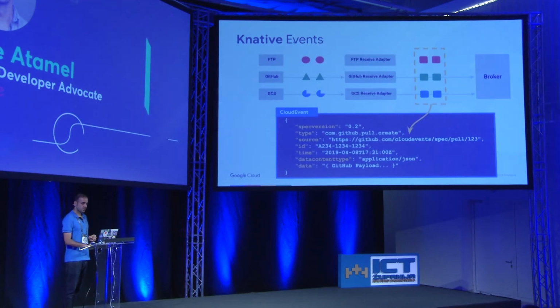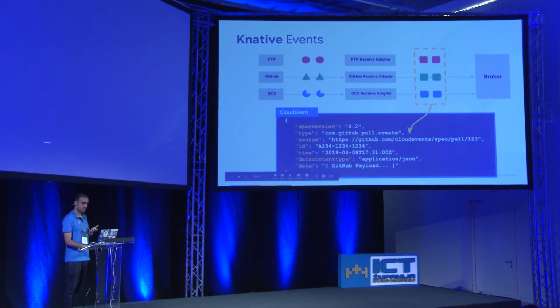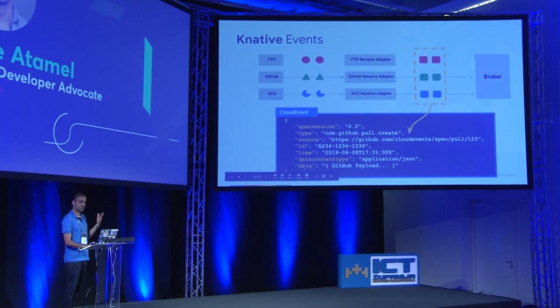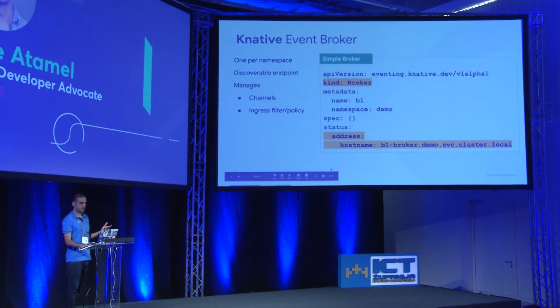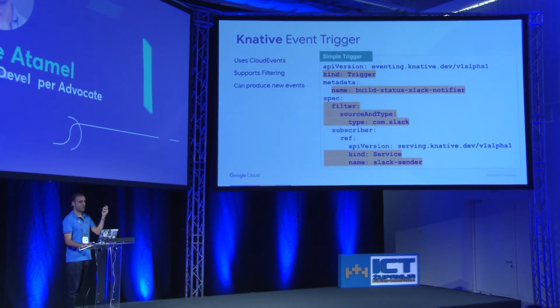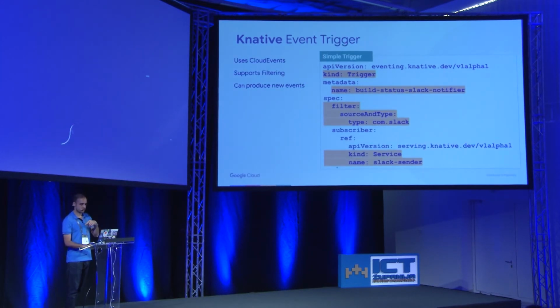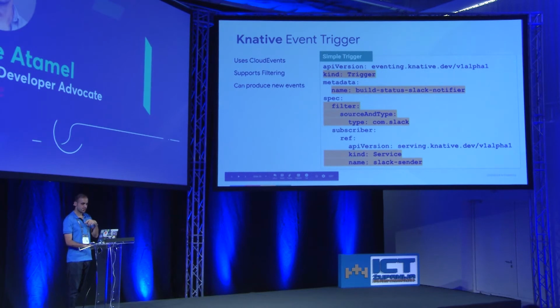As I mentioned, you can listen to many kinds of events, but they all end up getting converted into cloud events. And the cloud event will have a section called data, and in this data, you'll have the actual event that you're listening to, in this case, GitHub. And the broker is basically one per namespace that listens for messages, and then it passes that to trigger, and the trigger can do some kind of filtering if you want, and then eventually connects to a service, okay?